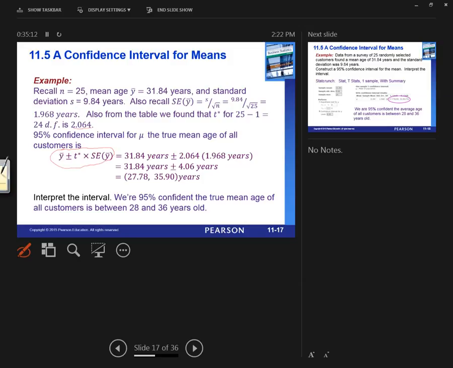When I'm stating this, we usually talk about people's age in whole numbers, so round this to the nearest whole number. This is going to be 28, and this one is 36. So interpret the confidence interval. This is a confidence interval for mu, which is the true mean age of all customers. So we're 95% confident the true mean age of all customers is between these two ages.